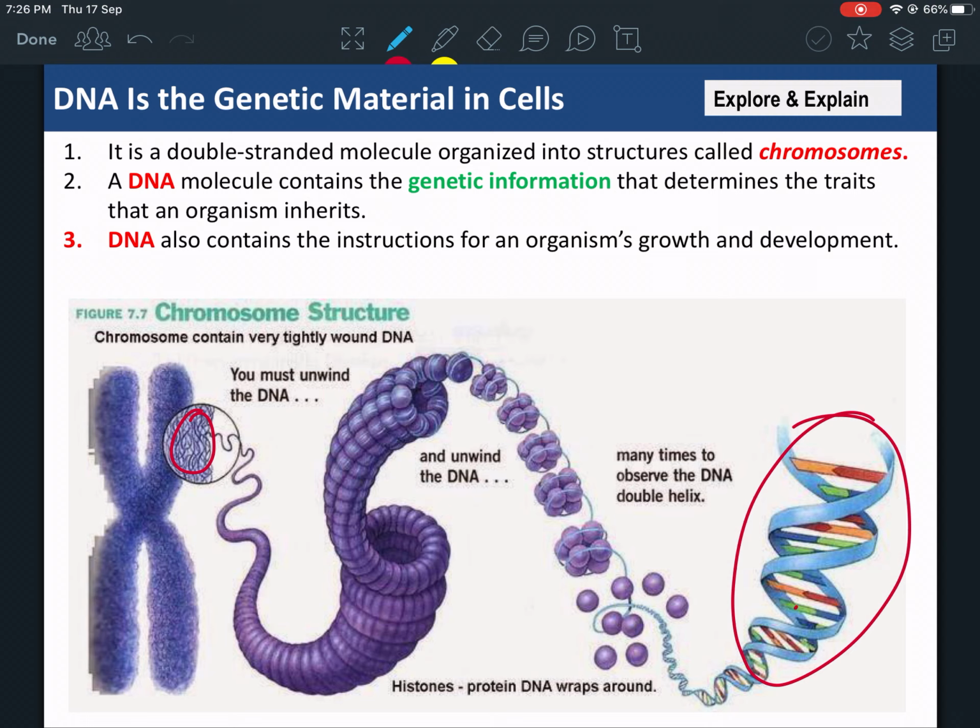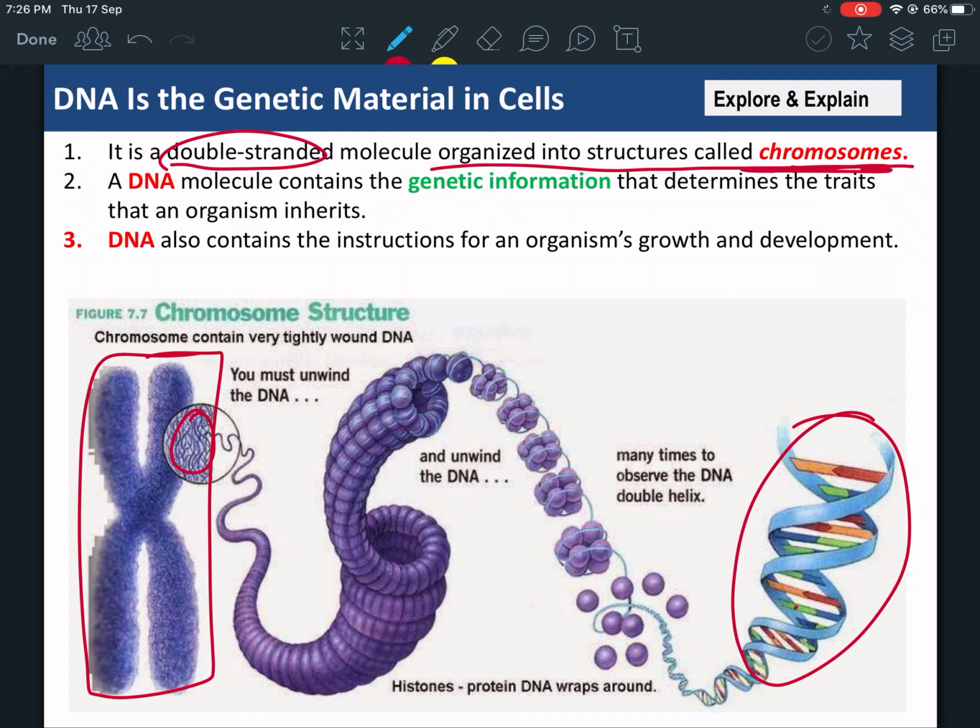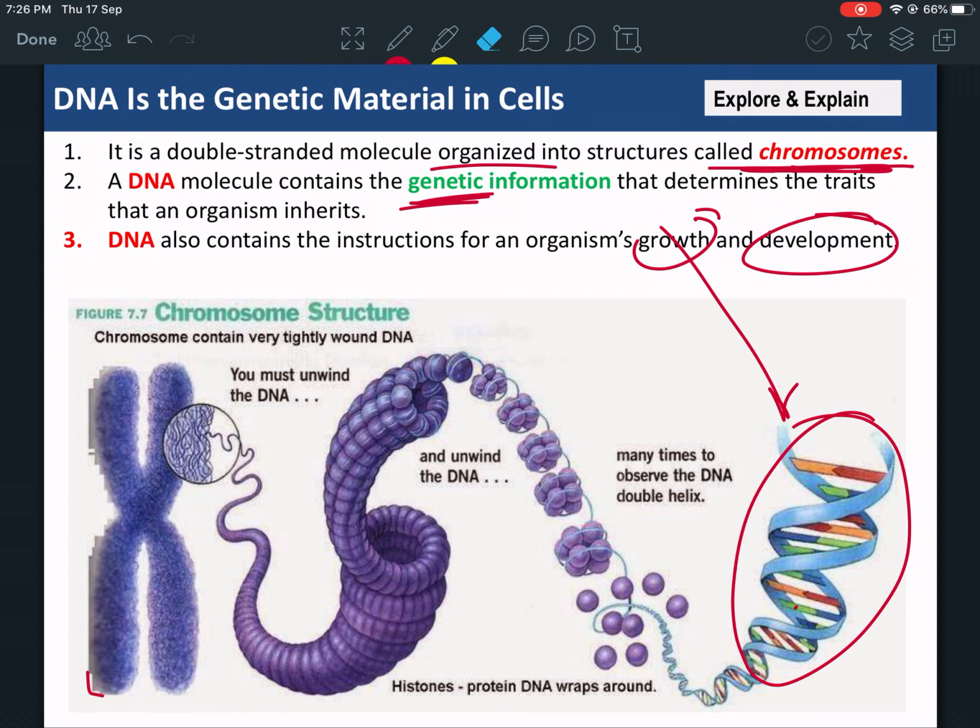Okay? DNA is a double-stranded molecule organized into structures called chromosomes. So chromosomes are organized strands of DNA. The DNA contains genetic material. All your genetic information is on your DNA. It contains instructions for the organism's growth and development. It has instructions for your growth and development.